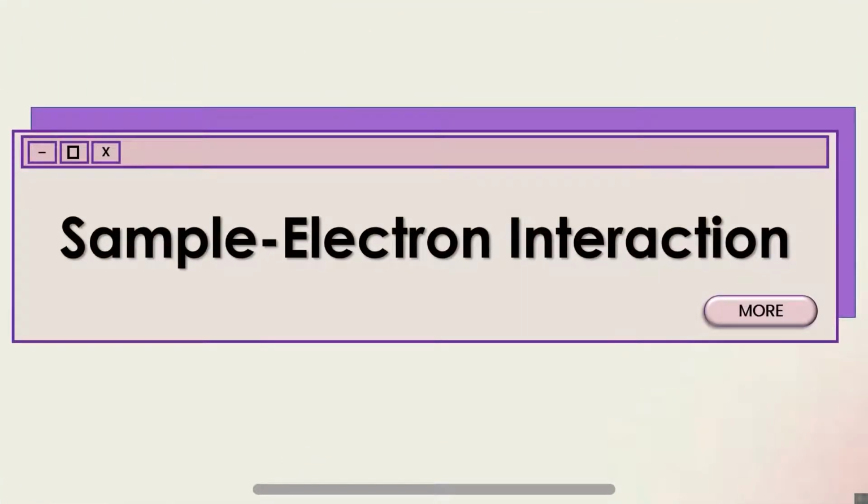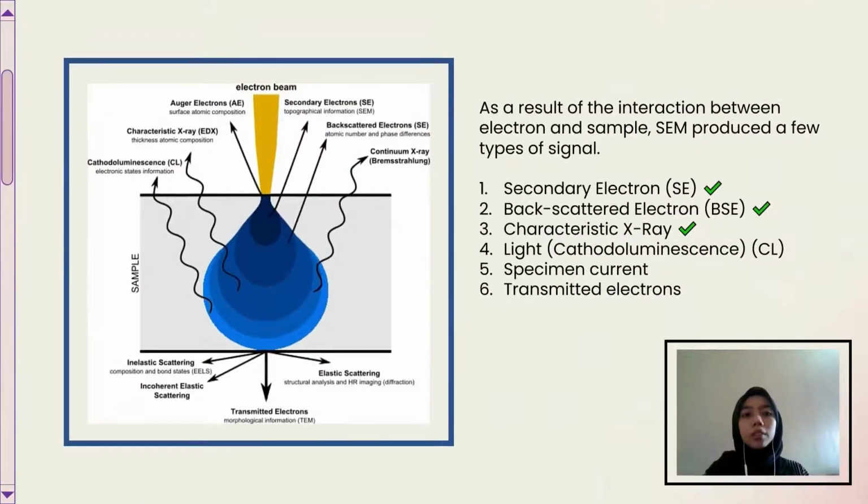Next is the interaction between the sample and electron. The result of interaction can produce a few types of signals such as secondary electron (SE), backscatter electron (BSE), characteristic X-ray, light such as cathodoluminescence (CL), specimen current, and transmitted electron, but famously used in analysis are backscattered electron, secondary electron, and characteristic X-ray.